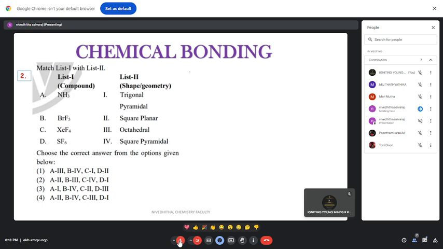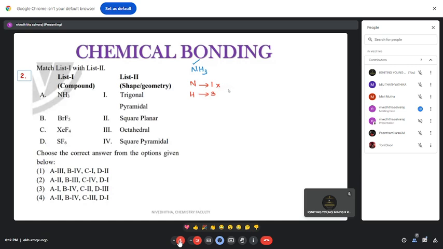Okay. In NH3, the central atom is nitrogen. So we have to check for the hybridization of nitrogen. Here we have two types of atoms: one is nitrogen, another one is hydrogen. How many nitrogen atoms are there? Only one. And how many hydrogen atoms are there? It is three, right?